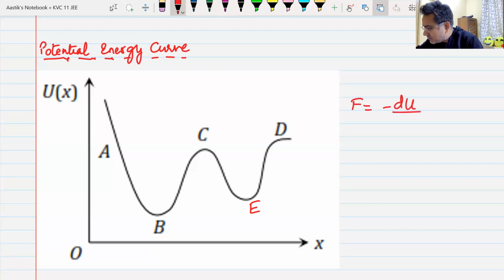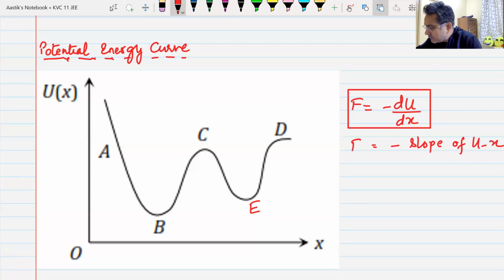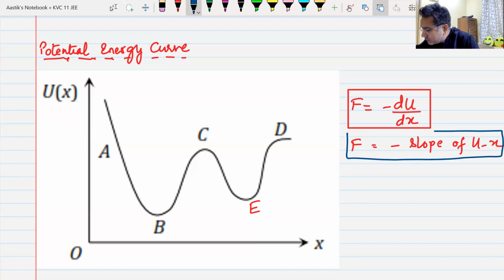I can write it as minus du by dx because it is only along x. So partial derivative or complete derivative does not make any difference here. It is the same. If you find the negative derivative, the negative slope of this curve, the negative slope of the U-x curve, that will give us what?